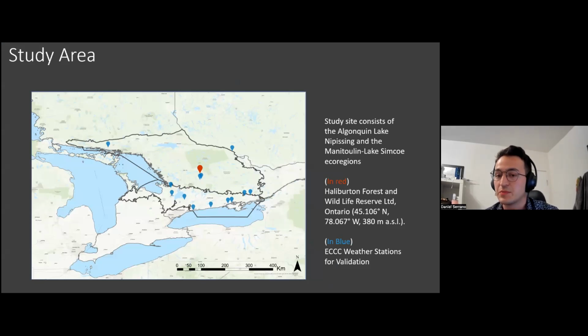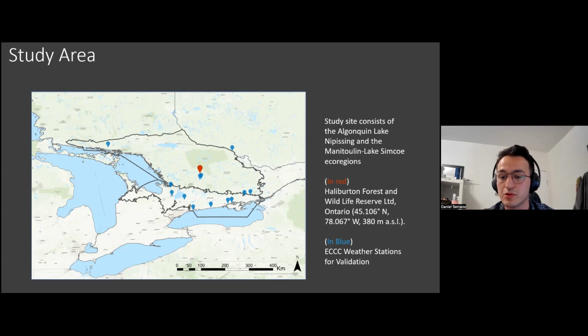In this study, I split the study into two different parts, a long-term study and a short-term study. The short-term study focuses on that red point on the map, which is Haliburton Forest and Wildlife Reserve, located about 3 hours north of Toronto, as can be seen. There's the little red dot. And for the short-term study, I did expand the area to the border that you see around it.